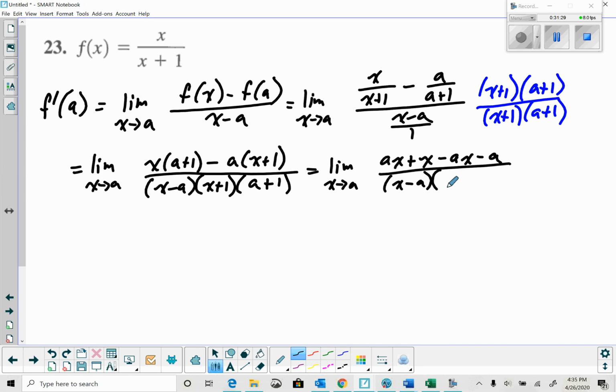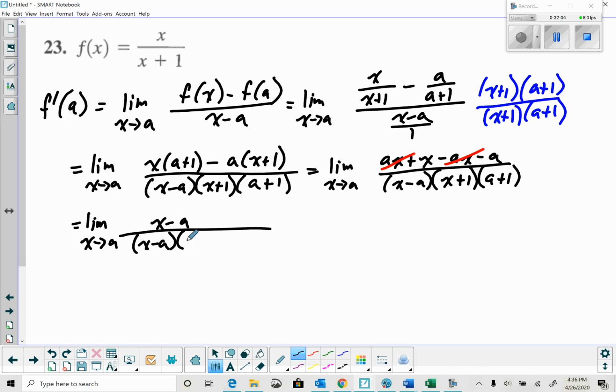Again, I'm looking for a common factor to reduce here. So I'm not going to get rid of those factors from my denominator. I'm going to take advantage of that. Well, at the same time, it kind of looks like I'm being lazy. And in my numerator, this simplifies down into x minus a, which matches up nicely with that first factor there.